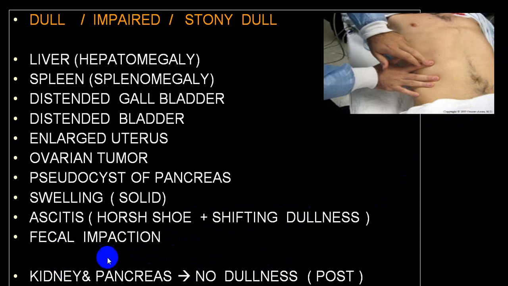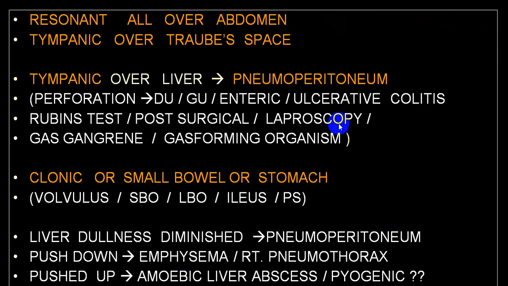We already mentioned kidney and pancreas are retroperitoneal structures. They are posterior structures, and between those structures and the abdominal wall, small intestine will be coming, and they usually contain air. Hence, there will be no dullness. So this should be kept in mind. So now, if you get a resonant note all over the abdomen, it is normal. In Traube's space, tympanic note is normal.